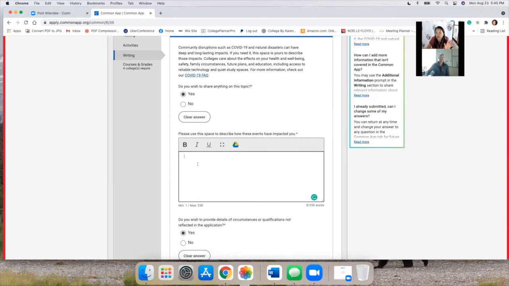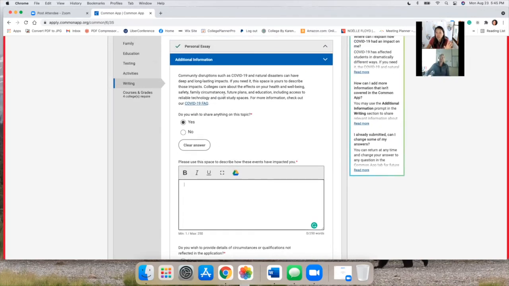However, you can also use this space to talk about how the pandemic may have added something positive to your life. You picked up something in that time because you had more time. You learned how to do photography. You decided to try painting or something like that, right? You could use this as a positive impact. It doesn't have to be negative.